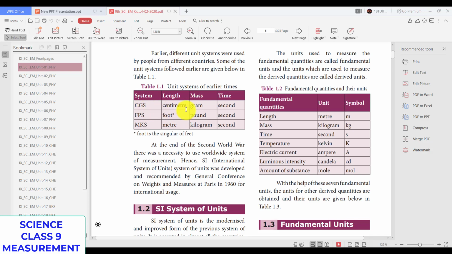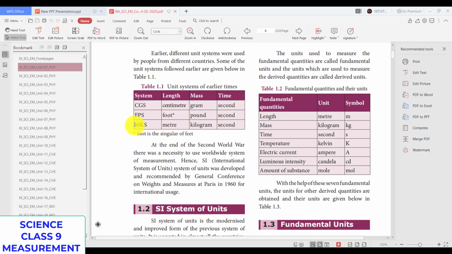CGS system: centimeter, gram and second. In the FPS system, we have used foot, pound, second. In MKS: meter, kilogram, second. Okay. These are the standard unit systems of earlier times.